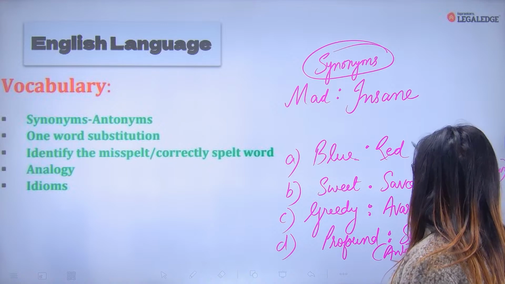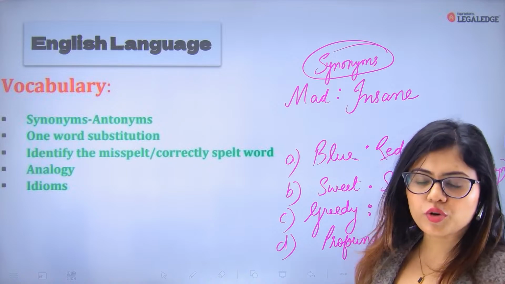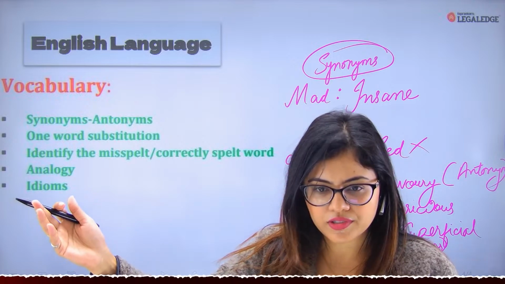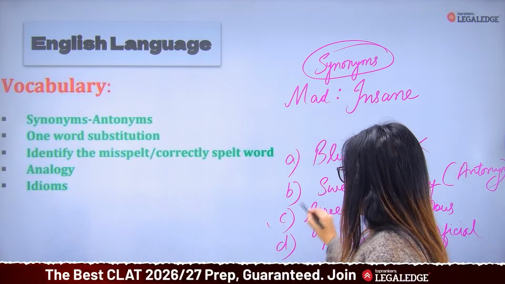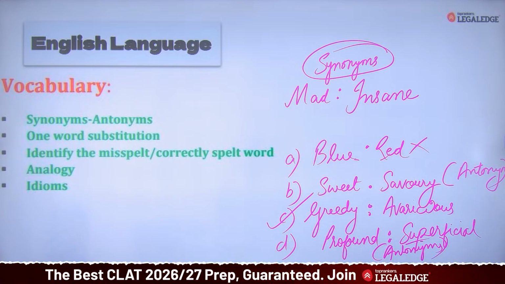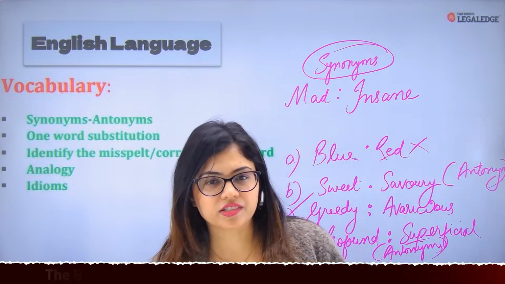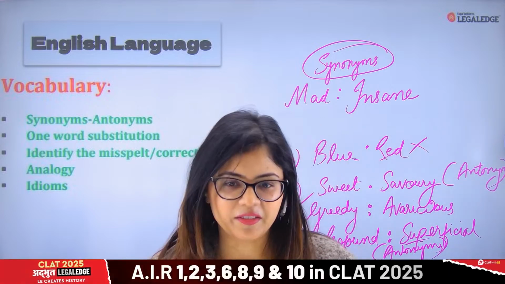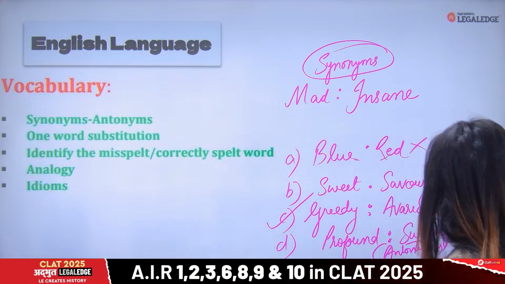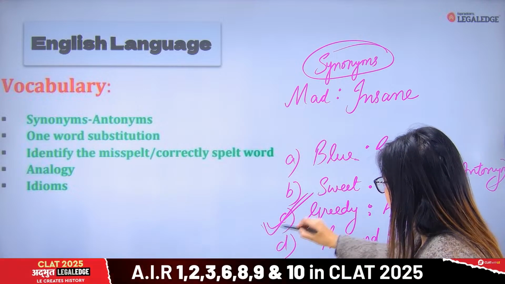The first option has no relation at all. Obviously, we are talking about two very different colors. So the answer is greedy is to avaricious. Both of them mean greedy. So this is your answer, option C.